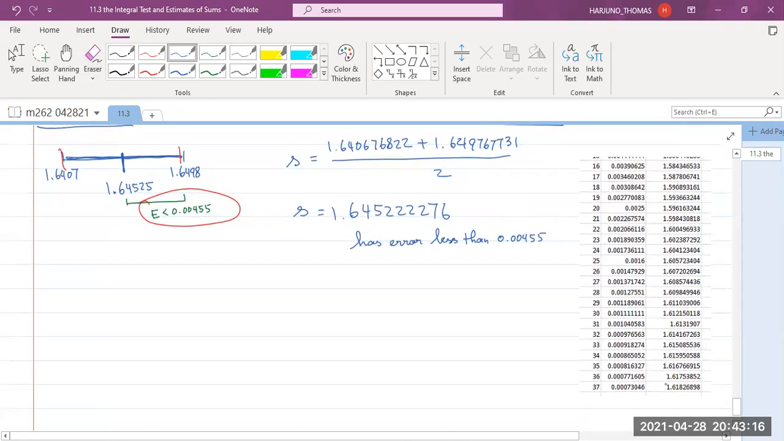Now the sum up to the 37th term is this. The sum up to the 37th term, that is 1.618269, let's say, has error less than 1/37, but the error must be more than 1/38.